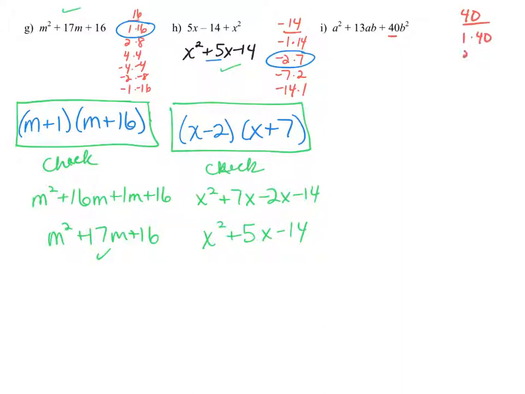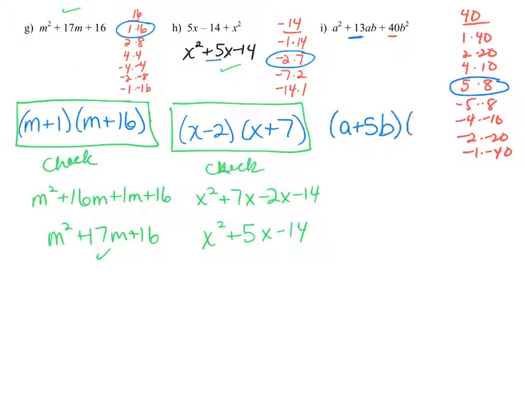That's 1 times 40, 2 times 20, 4 times 10, 5 times 8, negative 5 times negative 8, negative 4 times negative 10, negative 2 times negative 20, and negative 1 times negative 40. So look for the pair of factors that will add up to that middle term. The middle coefficient is plus 13, and 5 plus 8 equals 13, and 5 times 8 is equal to 40. So we can write our factors as a plus 5b and a plus 8b.